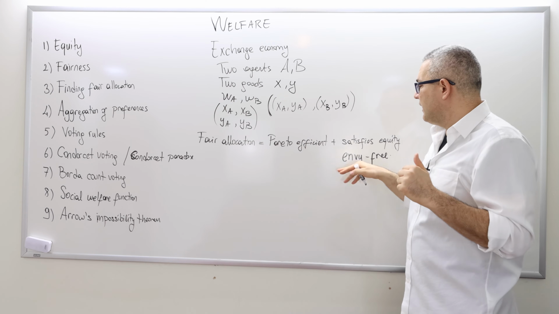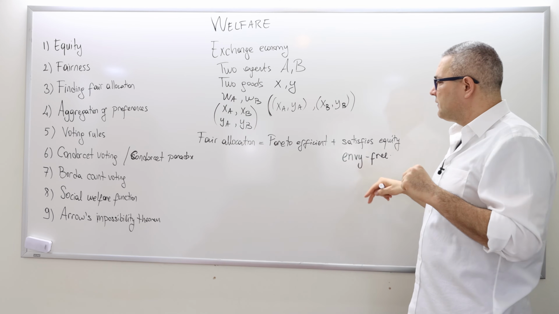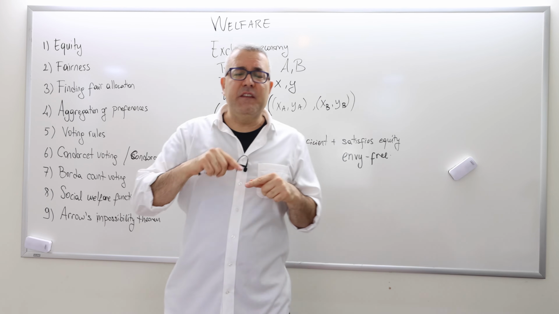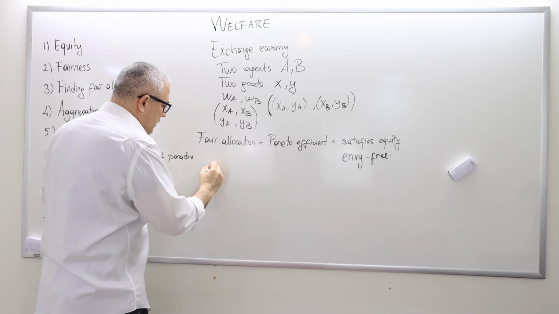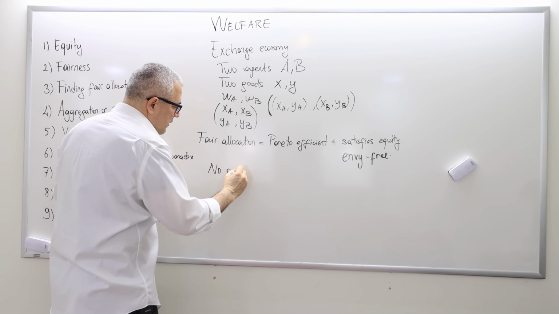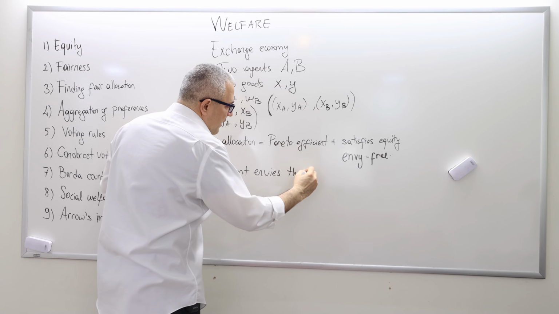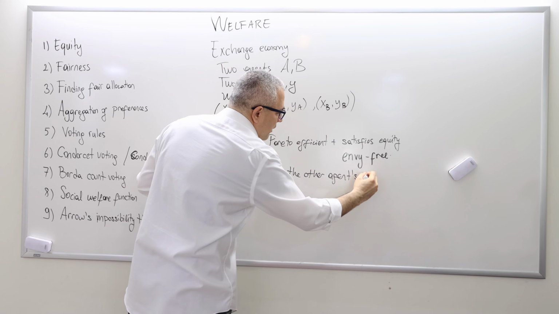All right. The second thing, the equity or envy freeness, is very simple. No agent envies the other agent's allocation.